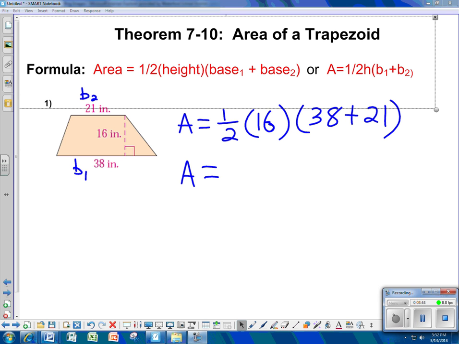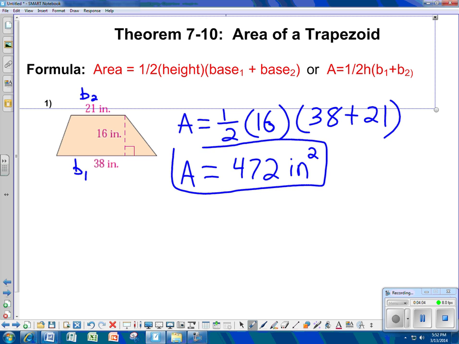My answer was 472. And to complete the problem, we'll put our units on the end, inches. And area always is in squared units. So it's 472 inches squared. This is our final answer for example 1. Okay, moving on to example 2.